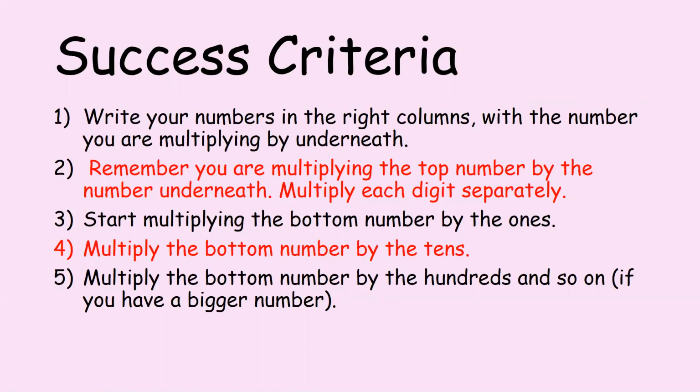You need to remember that you are multiplying the top number by the number underneath, and you are multiplying each digit separately. We then always start multiplying the bottom number by the ones column, then we move on to multiply the bottom number by the tens column, and then the hundreds column, and so on. If you have a bigger number, you may go on to the thousands and the tens of thousands and so on. Now remember, if your answer has 2 digits, then you need to carry the tens digit over to the next number, and remember to add that on at the end.